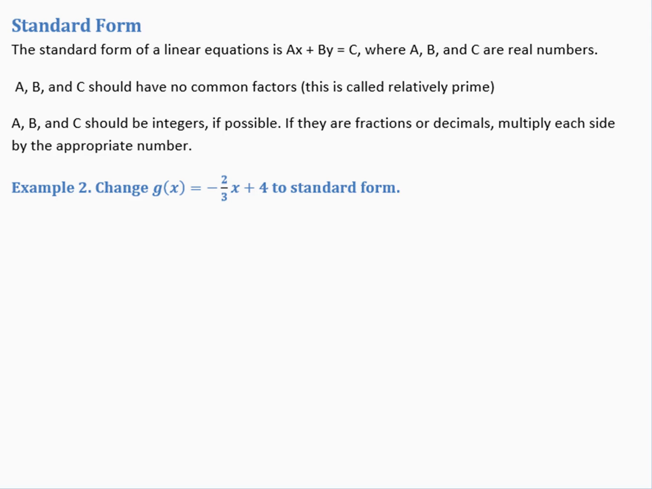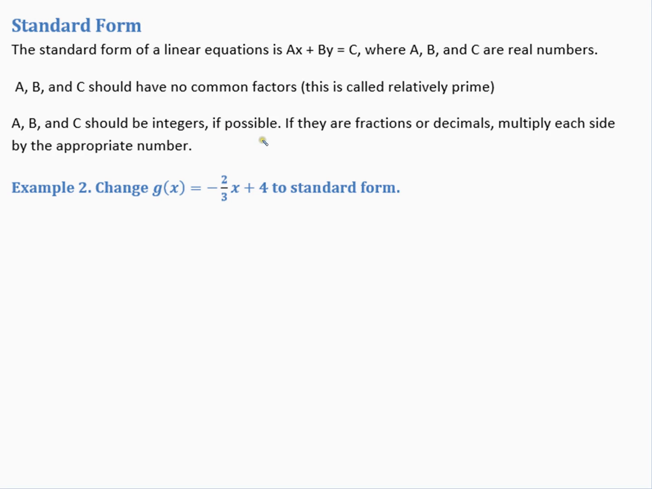There is what's called a standard form of a line of linear equations, and it's ax plus by equals c, where the a, b, and c are real numbers. Another thing, we want a, b, and c not to have common factors, which is called relatively prime. So we wouldn't want like a 6, a 4, and a 10 because 2 goes into all of those. So we could divide both sides by 2. And if possible, we want them to be integers. If they're fractions and decimals, we can change them unless they are non-repeating decimals.